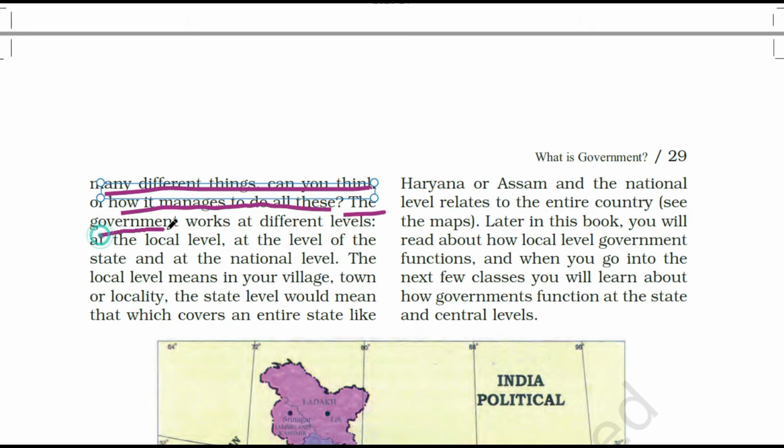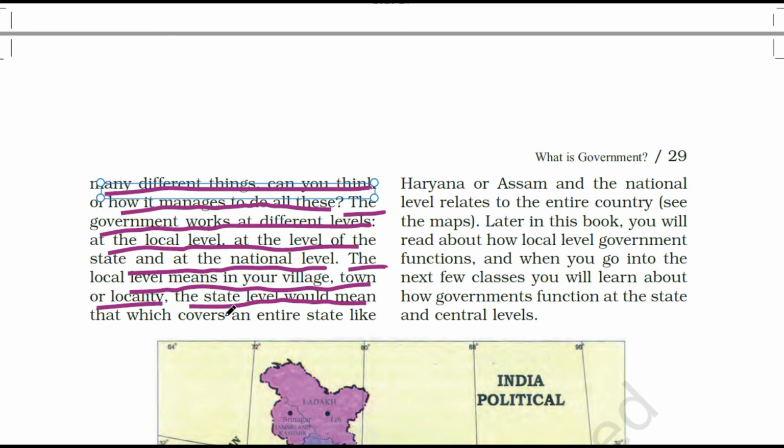So the government works at different levels: at the local level, at the level of the state, and at the national level. See, that's how they divide the work. The local level means in your village, town, or locality. The state level would mean that which covers an entire state like Haryana or Assam, and the national level relates to the entire country.